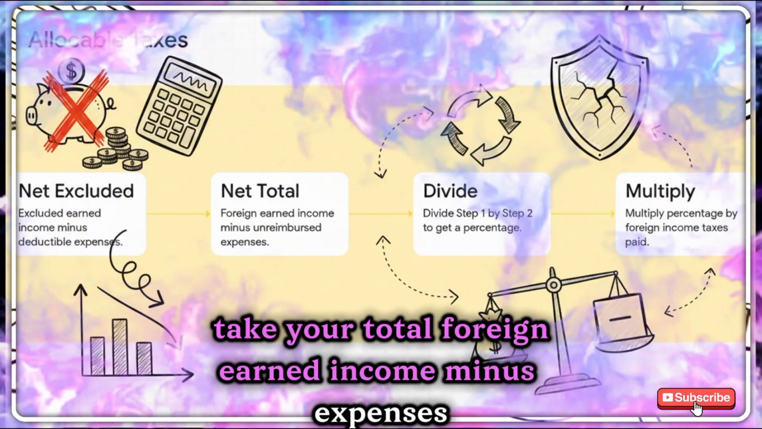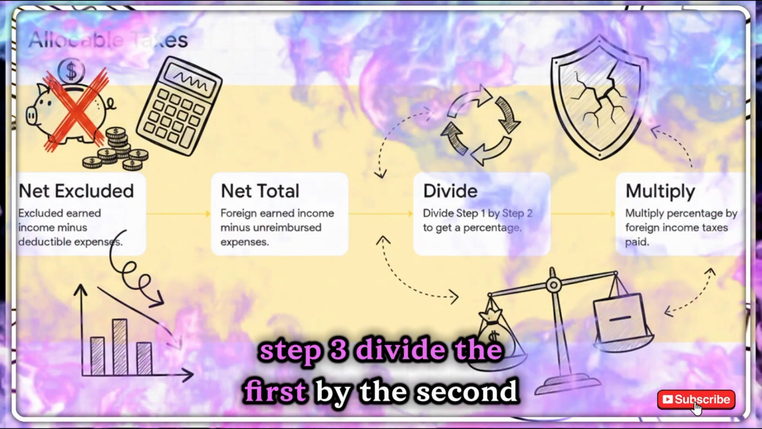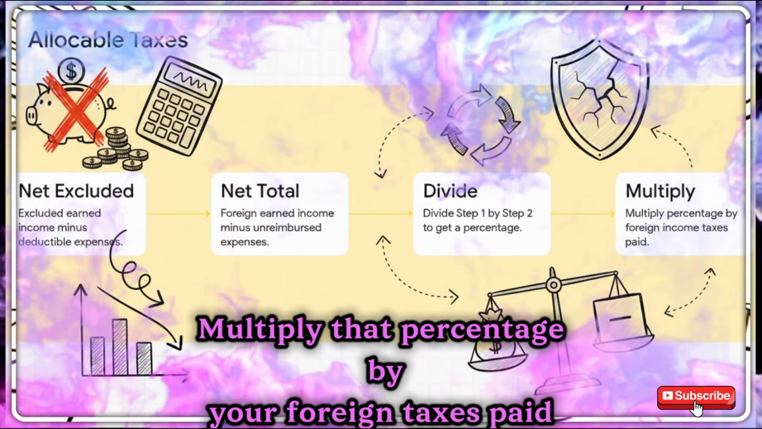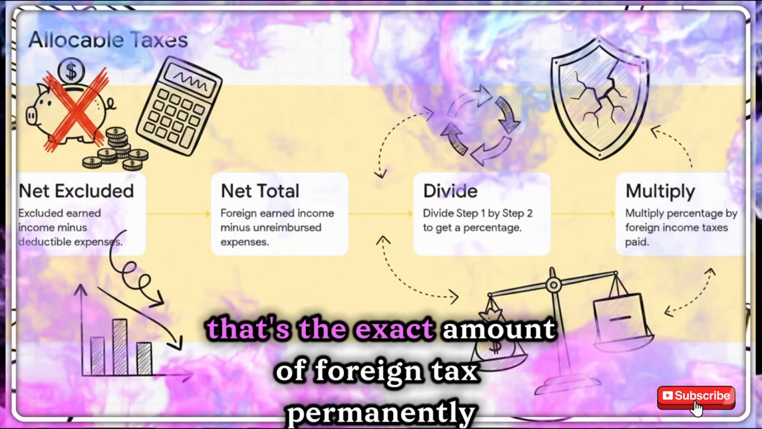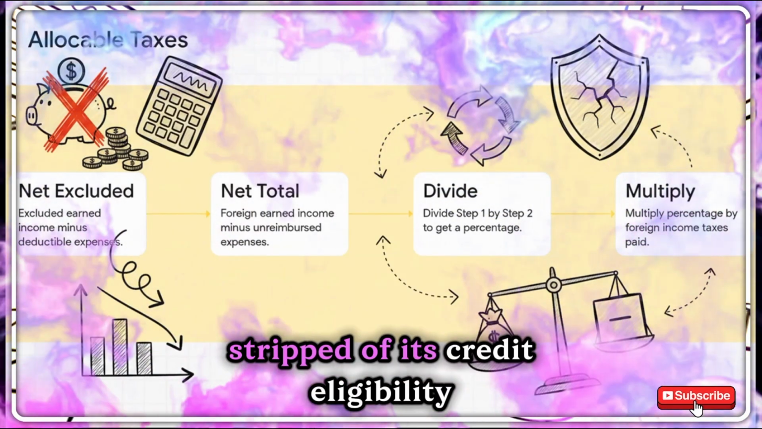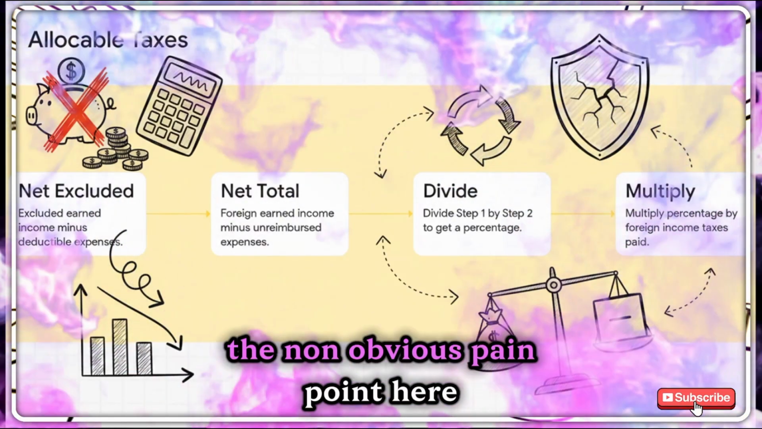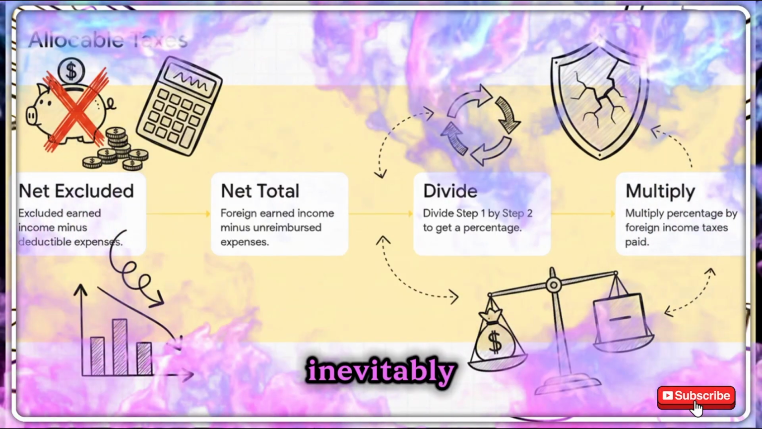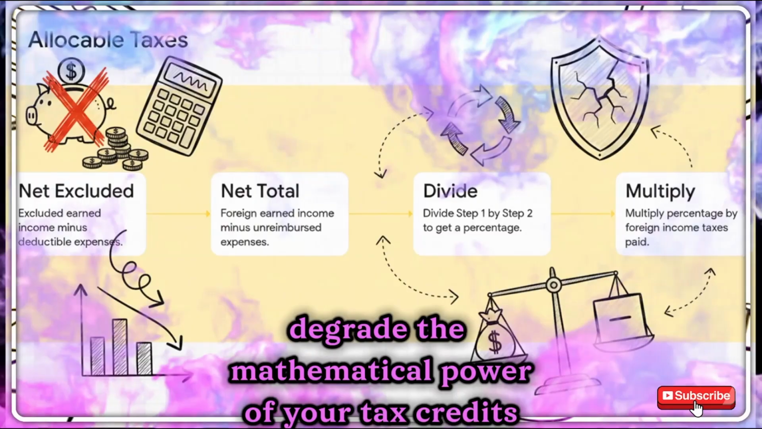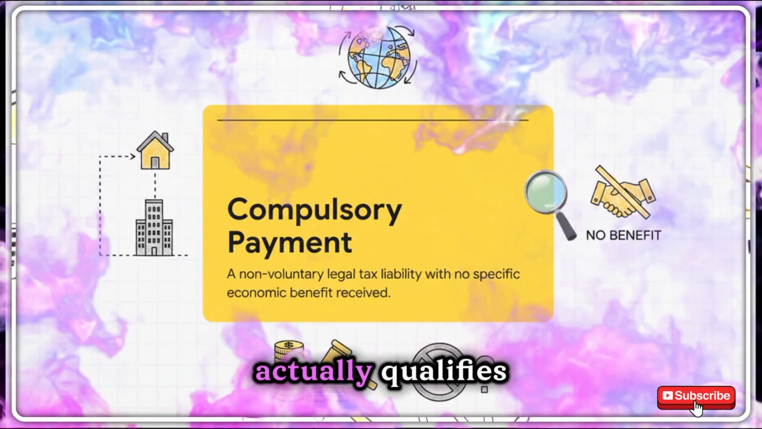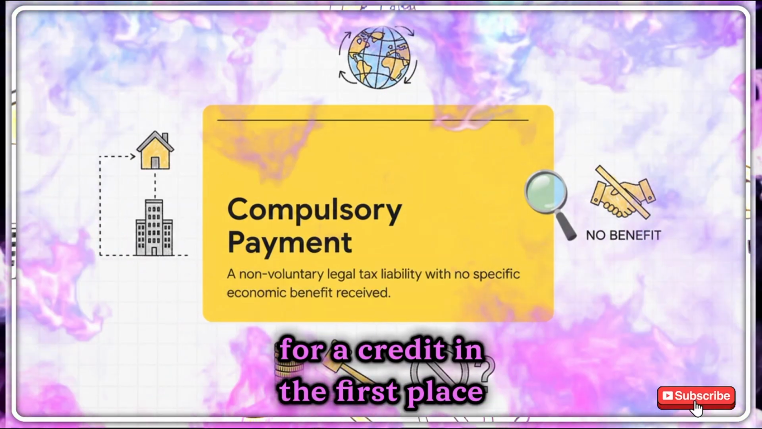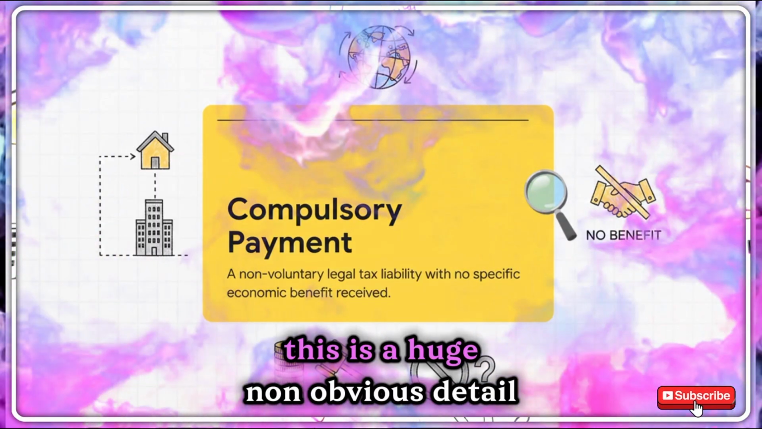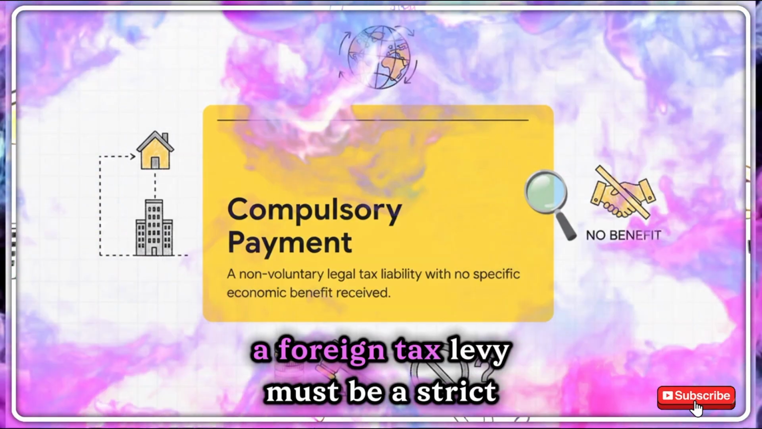The non-obvious pain point here is that leveraging the exclusion will always, inevitably, degrade the mathematical power of your tax credits. And we have to be clear on what actually qualifies for a credit in the first place. The statutory definition demands a compulsory payment. This is a huge, non-obvious detail. A foreign tax levy must be a strict, non-voluntary legal liability where you receive no specific economic benefit in return. The implicit assumption is that if you voluntarily overpay a foreign jurisdiction or get a direct good or service out of it, that payment is completely invalidated from credit eligibility.